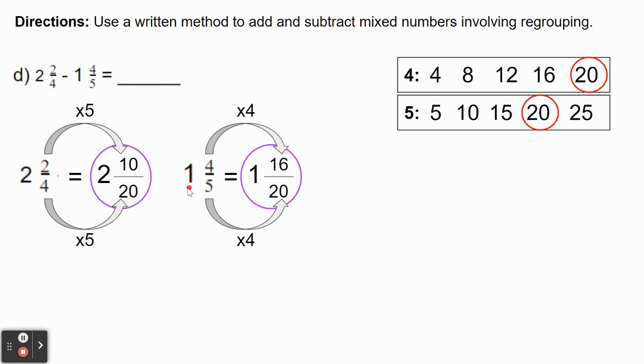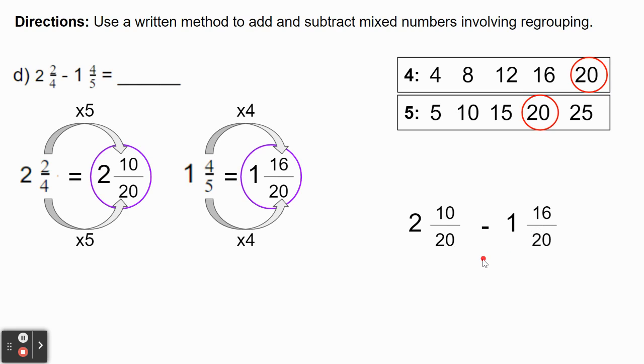If we look at our equivalent fractions, we can see that both fractions have a denominator of 20. So we can now subtract these fractions. 2 and 10/20 minus 1 and 16/20. Remember to always start by subtracting the fractions first, because we want to start by subtracting the smallest place value. We have 10/20 minus 16/20. Well, if we only have 10/20, we can't take away 16. So we need to rewrite these mixed numbers as fractions greater than 1.